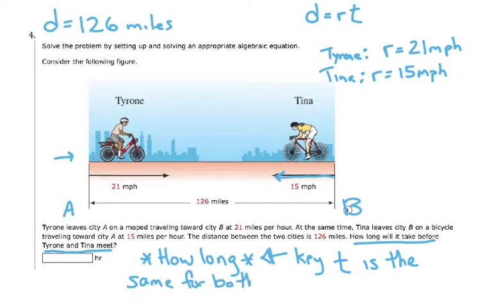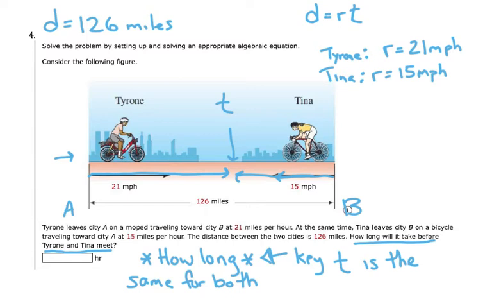Now think about that for a minute. They will travel different distances. Obviously, Tyrone is going to travel a little further than Tina when they meet, but they're going to meet at some point, and at that time, they will have both traveled the same amount of time. So let's see what we can do with that.